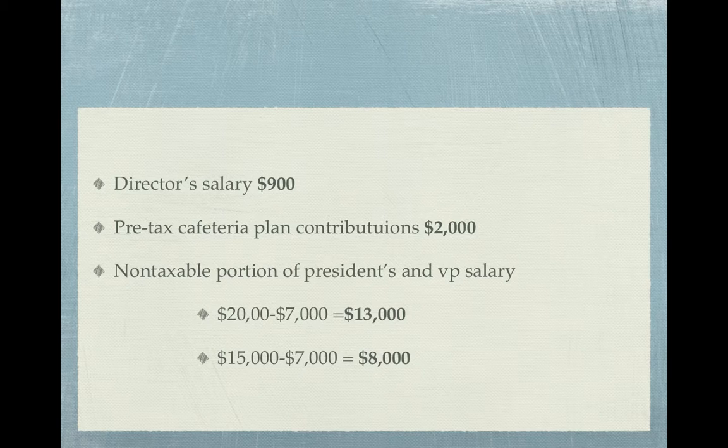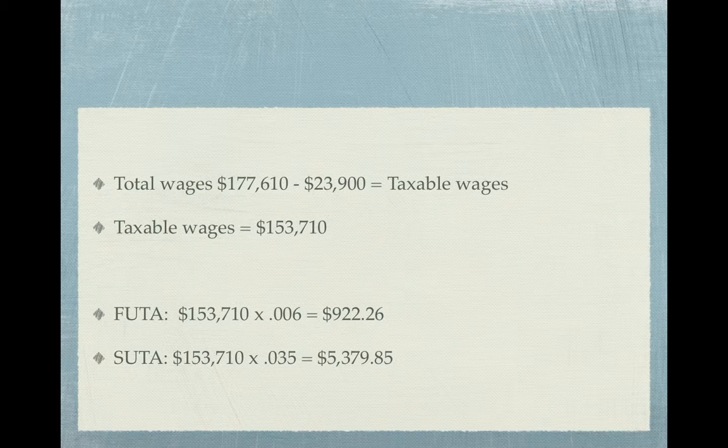It tells us in the problem that the director's salary was $9,000, and it also tells us that the pre-tax cafeteria plan contributions were $2,000, so those are kind of easy. But you actually have to calculate the president's and vice president's salary. So you have to, again, take away that first $7,000. And the amount that would be taxable for the president's salary, because it tells us that his pay was $20,000, would be $13,000. And the amount for the vice president would be $8,000. So once you've determined that these should all be excluded, you would add them all up, and they would equal $23,900.